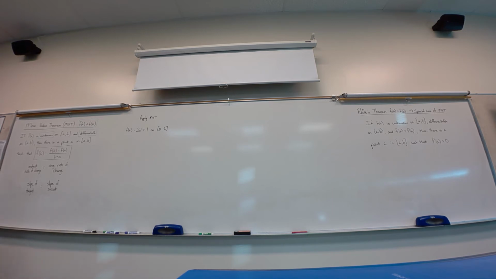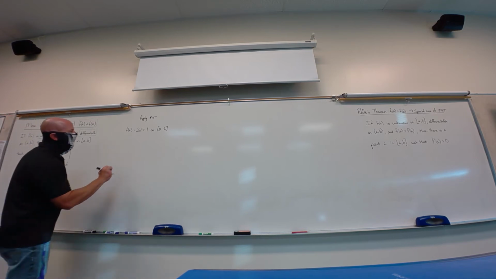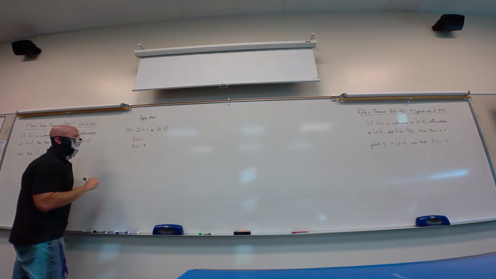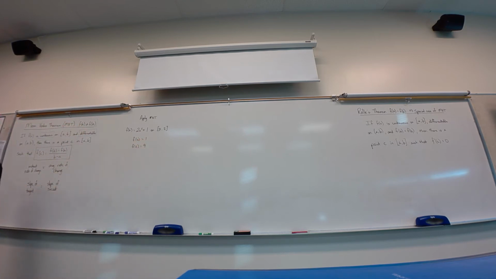Now 2x squared plus 1, that's continuous. No problem with that. That's differentiable. Let's check the endpoints. f of 0 would be 1. f of 2 would be 9. Everybody agree with that? Yes. So continuous, differentiable, endpoints are different y values. I'm good to go.